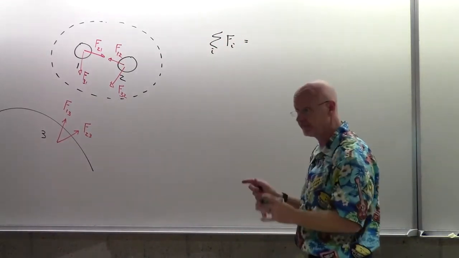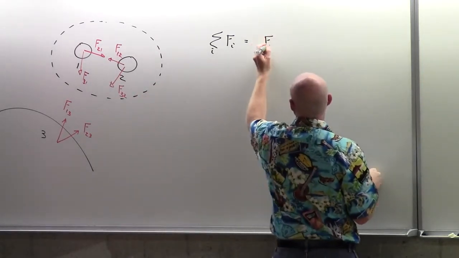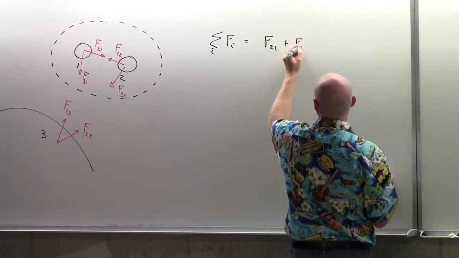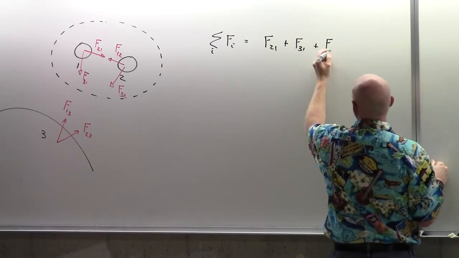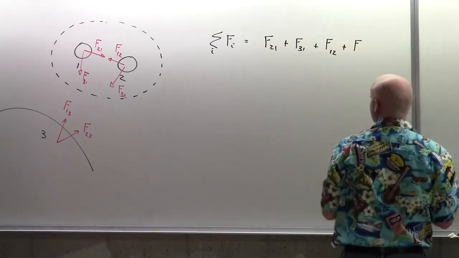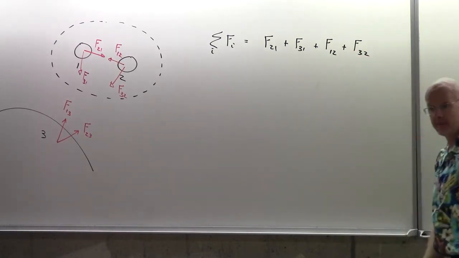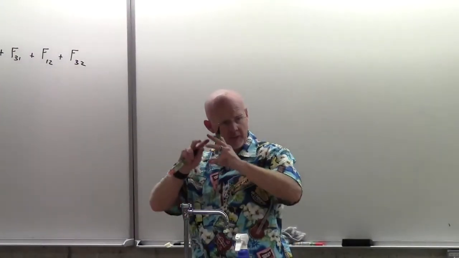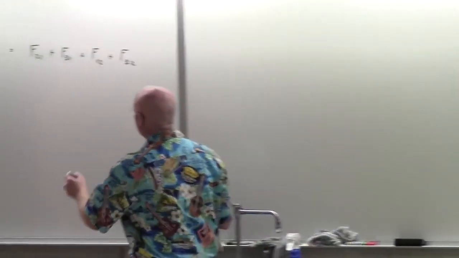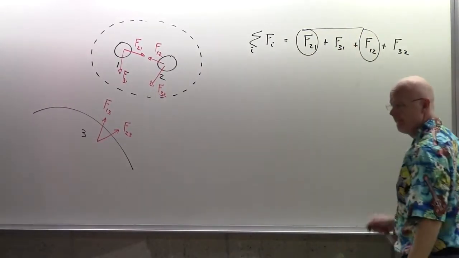that are on my system, and there's four of them, right? There is the force from number two on number one. There is the force from number three on number one. There is the force from number one on number two. And there is also the force from number 3 on number 2. And of course, I've only drawn 2 objects in my system and 1 outside. So I hope you see kind of the bigger picture here, which is, what would you say about that right there?